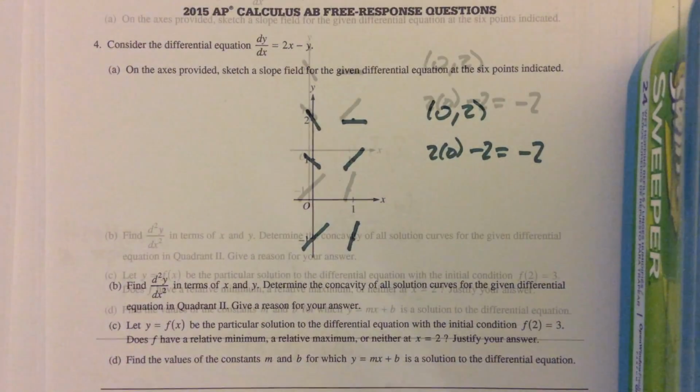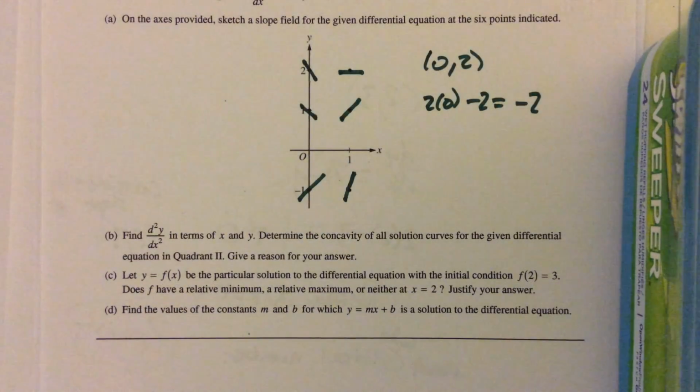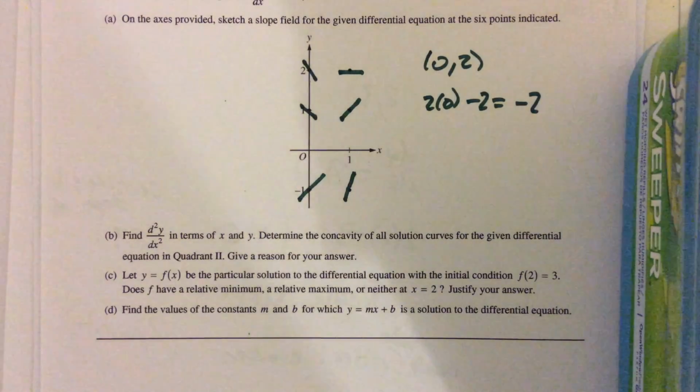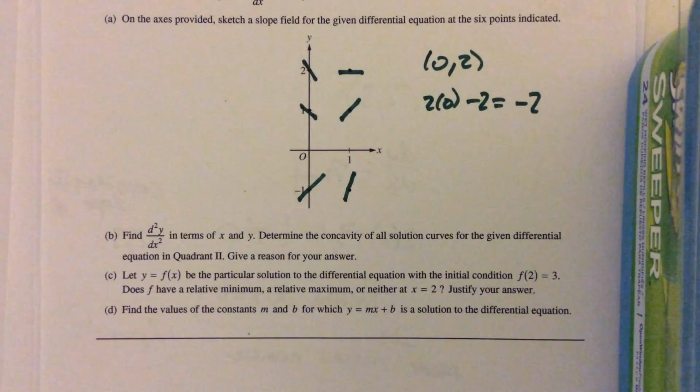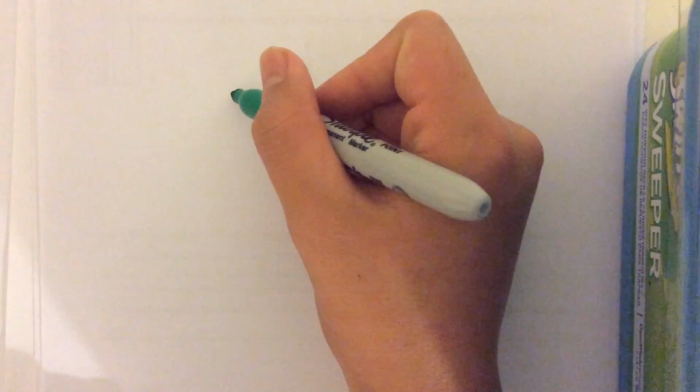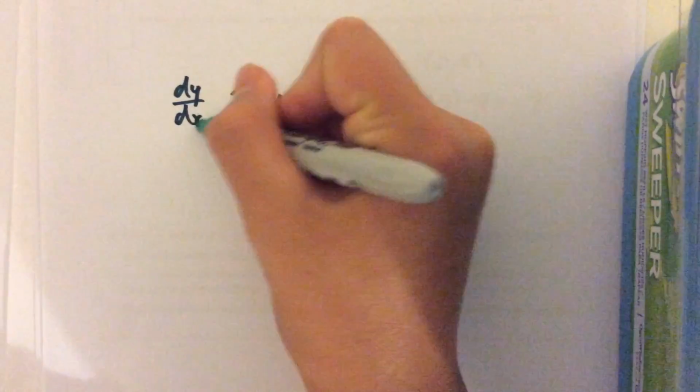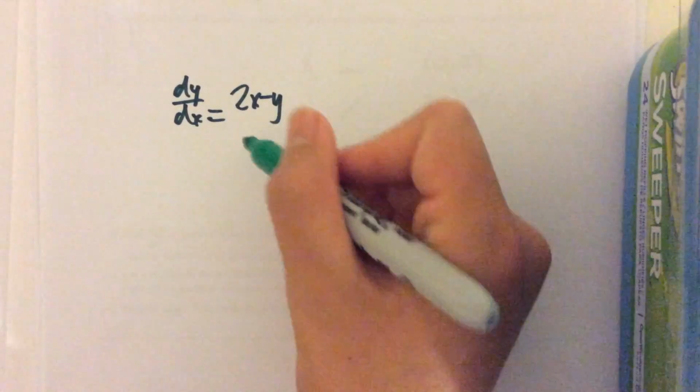Now we will move on to part B. It says, find the second derivative in terms of x and y. Determine the concavity of all solution curves for the given differential equation in quadrant 2. Give a reason for your answer. The first part is really simple. We already have the first derivative, which is 2x minus y. And then all we have to do is take the second derivative, so we just do it again.